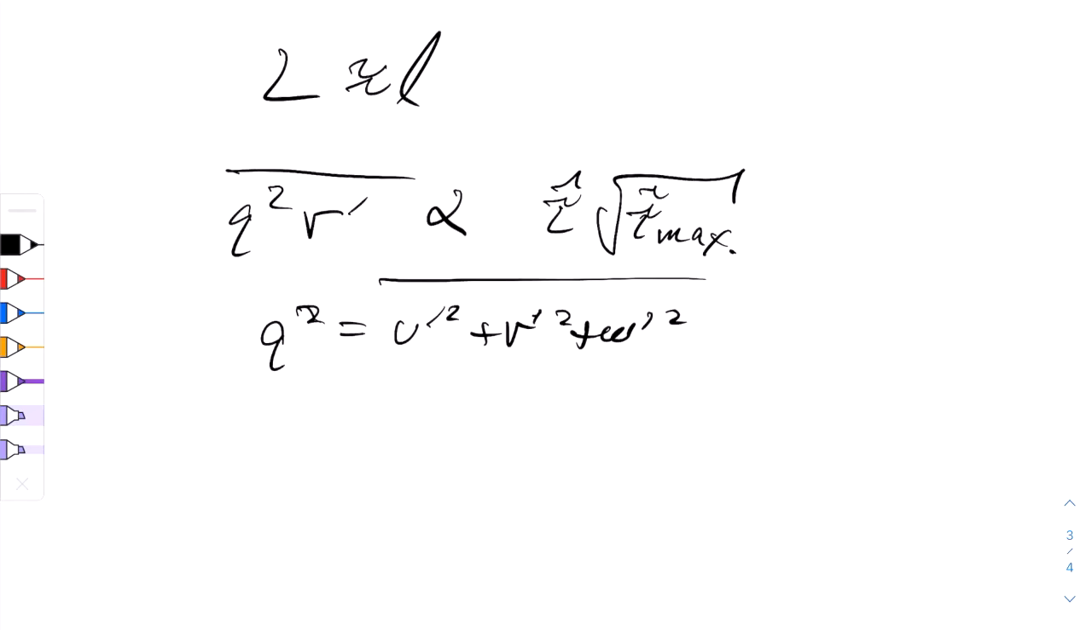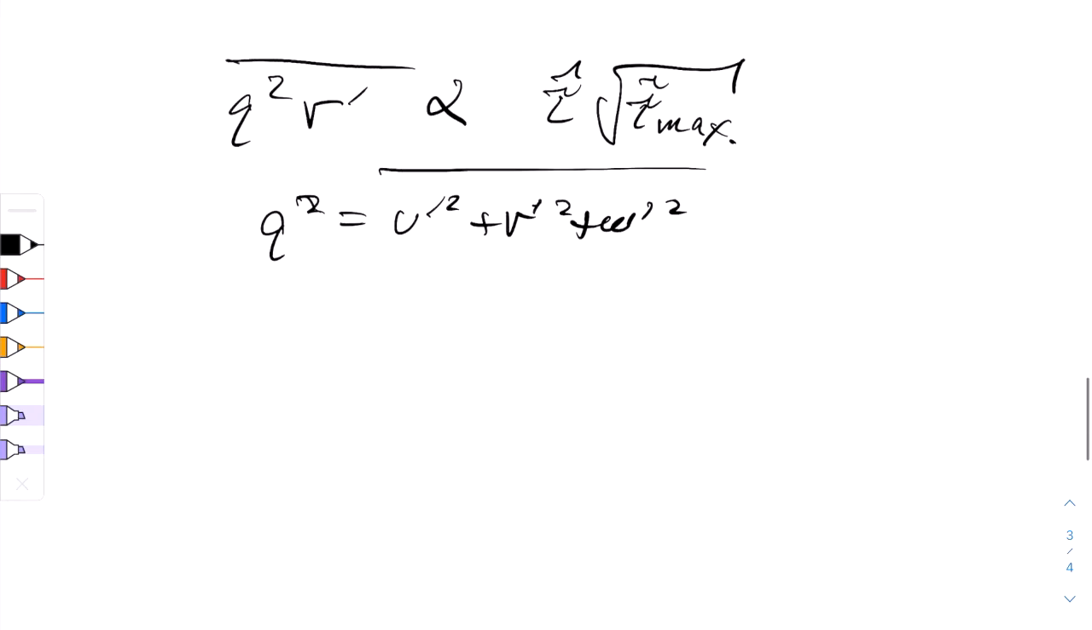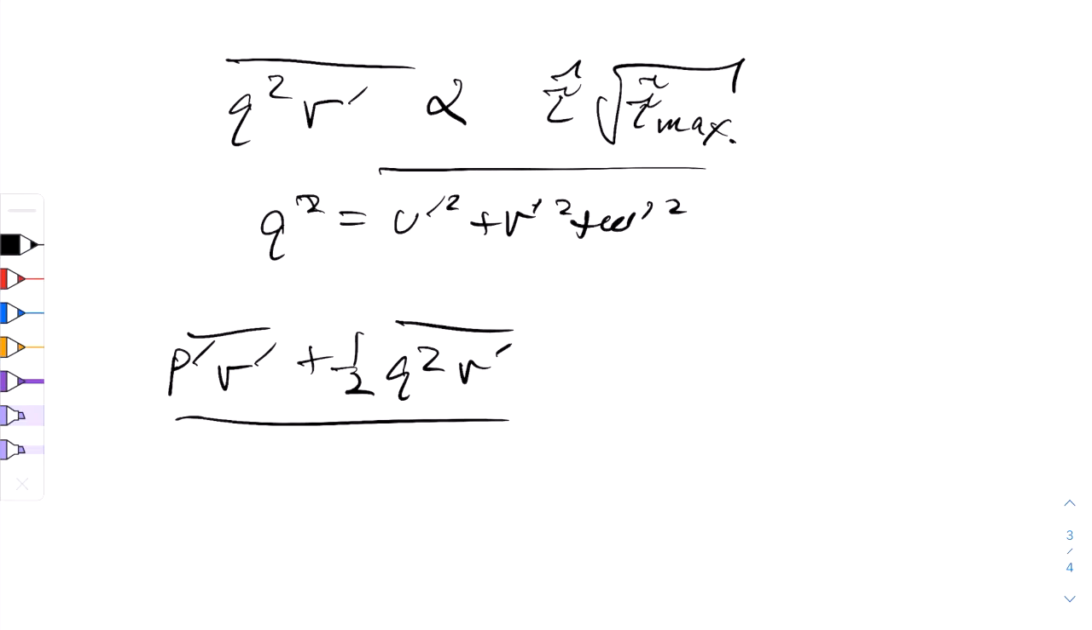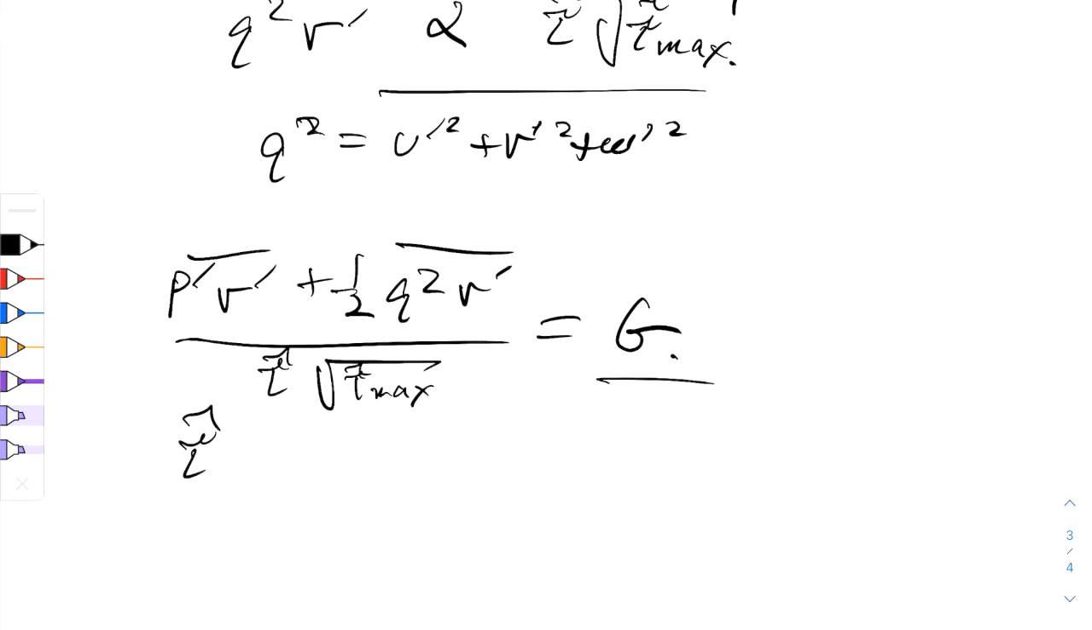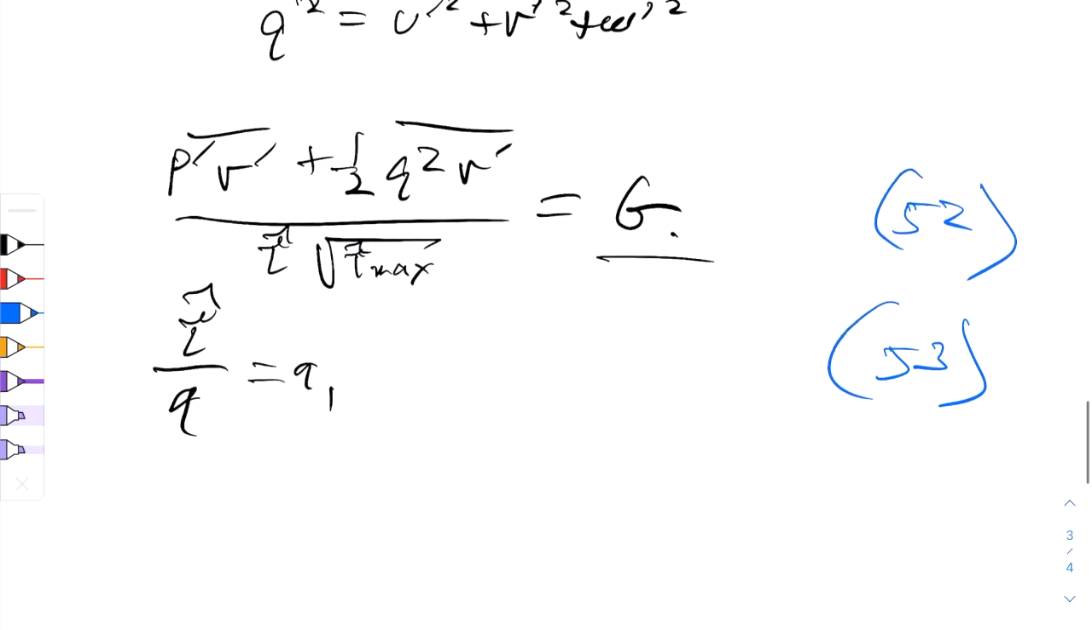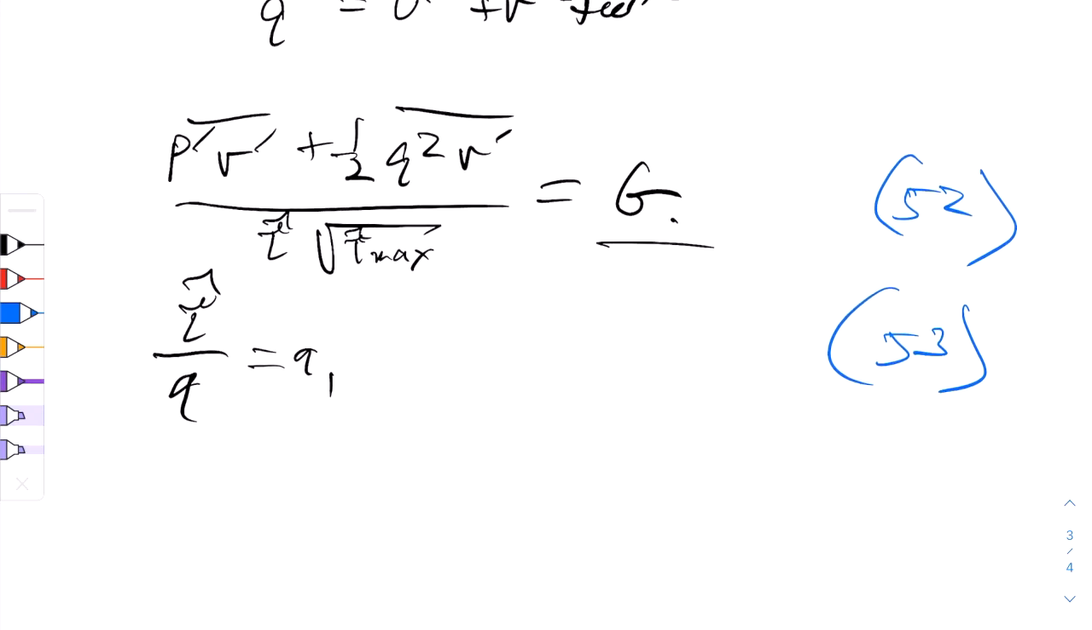This same particular approximation is also made for the pressure diffusion. And if you follow these steps and look at the details of the paper, but I'll show you the major results, we'll get these particular modeled terms. We'll get (p prime v prime bar plus 1/2 q squared v prime bar) all over (tau hat times the square root of tau hat max) is equal to a term called g, which we just defined. And we'll also get tau hat over q equals a1. So these two particular equations are 52 and 53. And we'll look at a1, g, and L in a second.